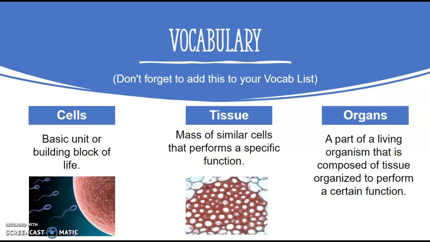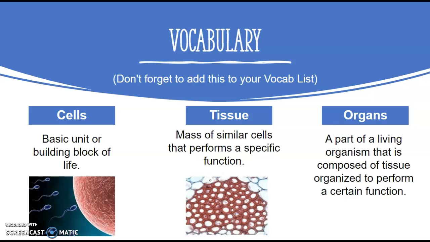So here are 3 vocabulary words, and the first is cells. The cells are a basic unit or a building block of life. The egg cell is a single cell. It's very large compared to sperm. Sperm are also single cells, and together is what creates a human life.